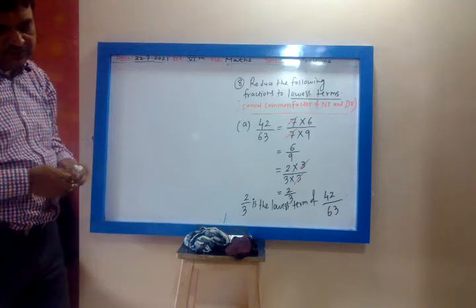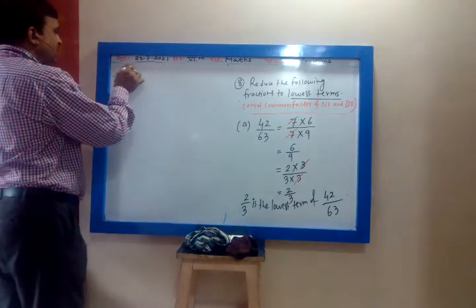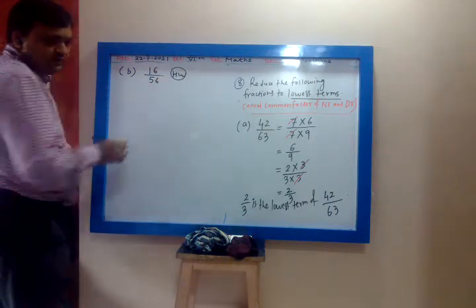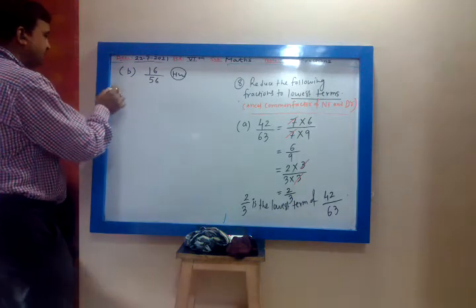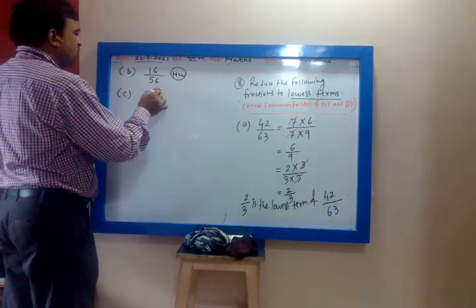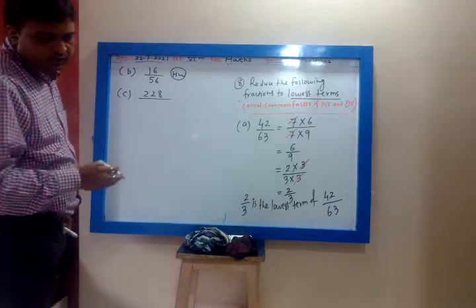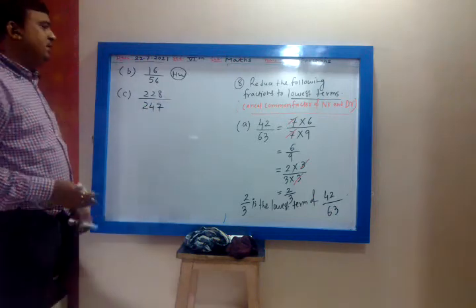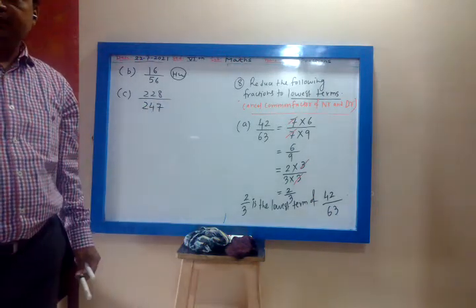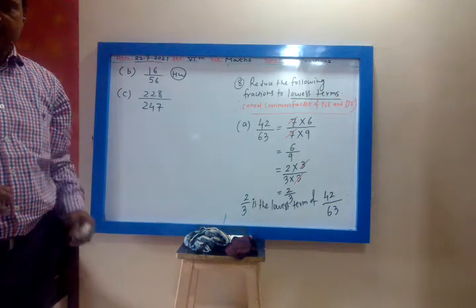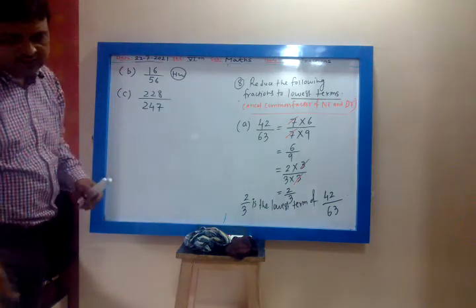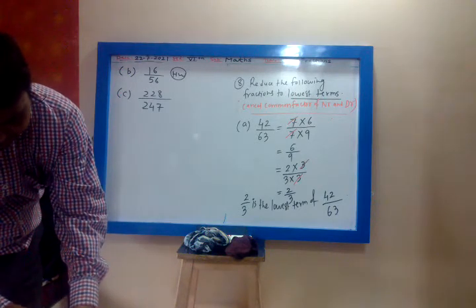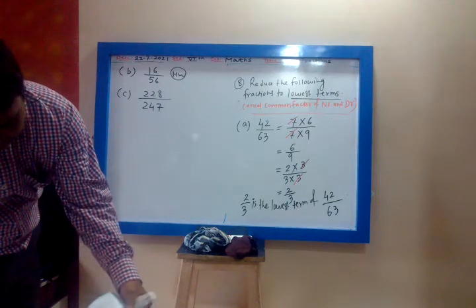Then second, 16 upon 56, let me give homework, same thing. Then see, 228 upon 247. 228 upon 247. Yes, what can you cancel?